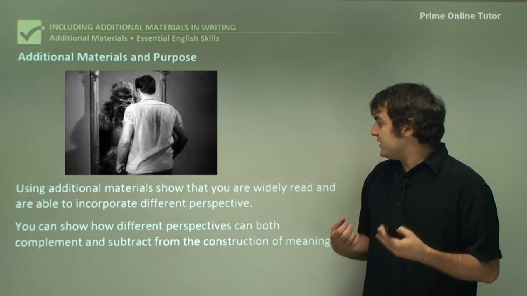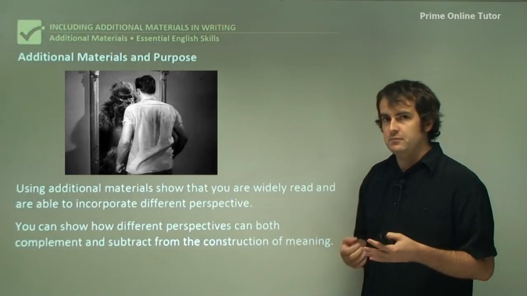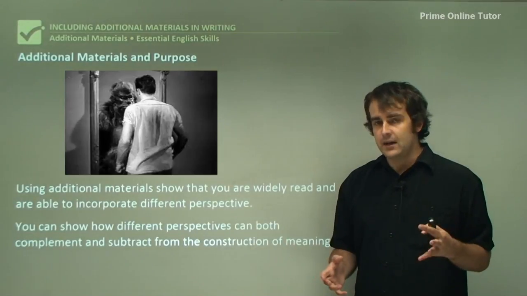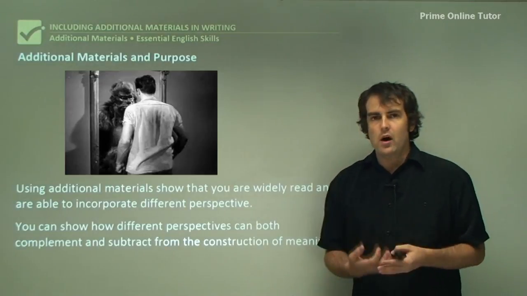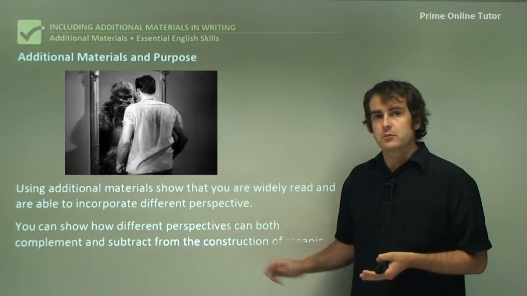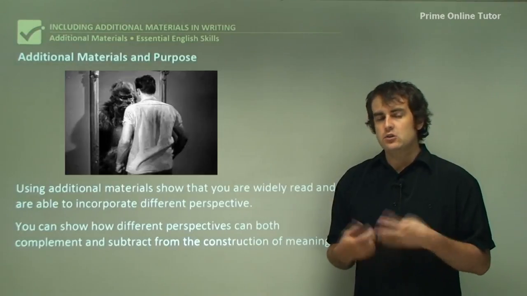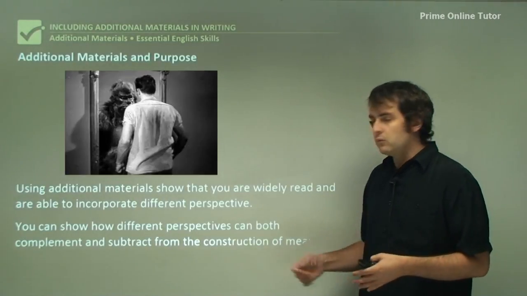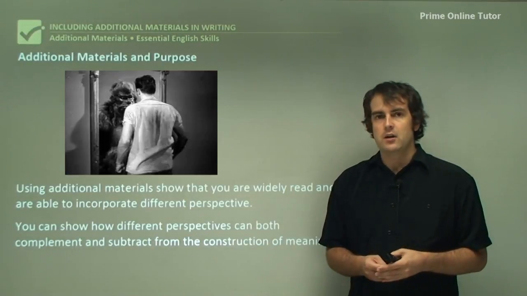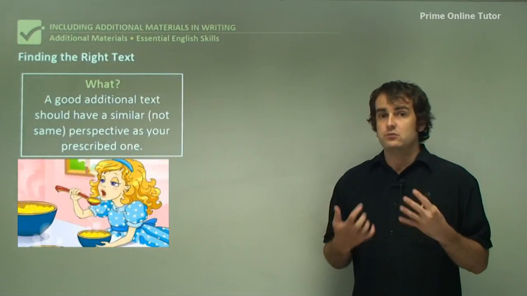Okay, so in this you can show how different perspectives can both complement and subtract from the construction of meaning. Now, we're not going to be focusing so much on the subtraction process because we don't want to be doing that. It's about why you're choosing materials, and you can choose an additional material which can subtract from your overall argument, and that's something you don't want to do. So by making good choices, you won't be using text that will take away from your argument. You're only going to be using text that is going to complement your argument. Okay? So let's have a look at what you need to do to find one that is just right.